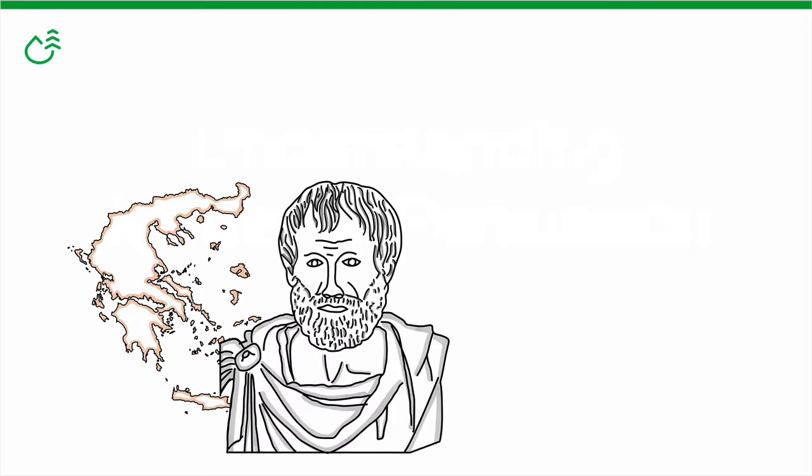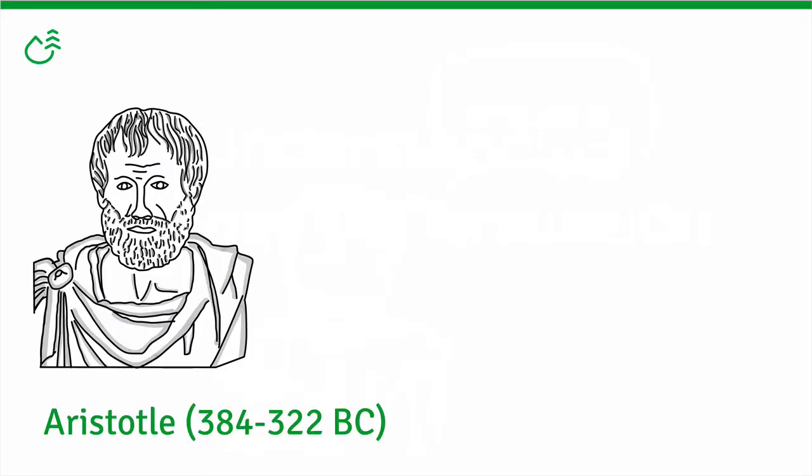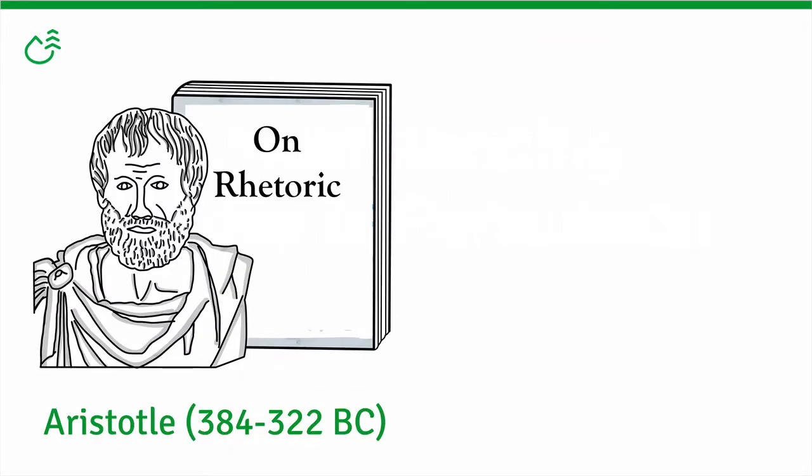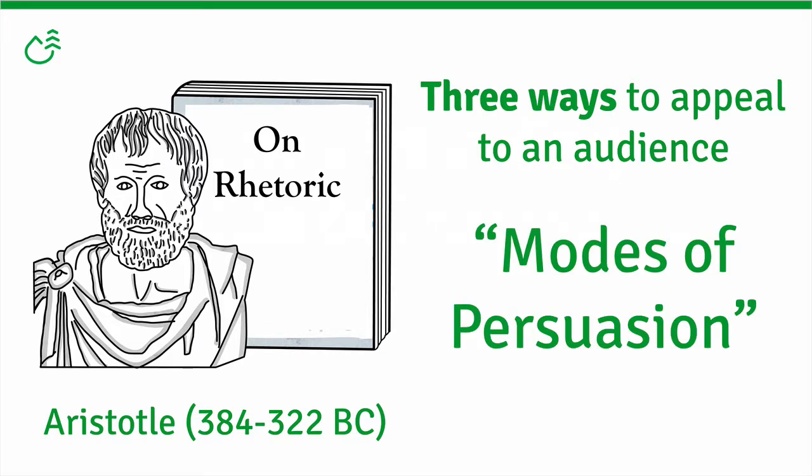Like so many things, the ancient Greeks were the first to look closely at something like persuasion and document the basic strategies that work. Aristotle's book On Rhetoric has stood the test of time and outlines 3 ways that a speaker can appeal to an audience. These have become known as Aristotle's modes of persuasion.